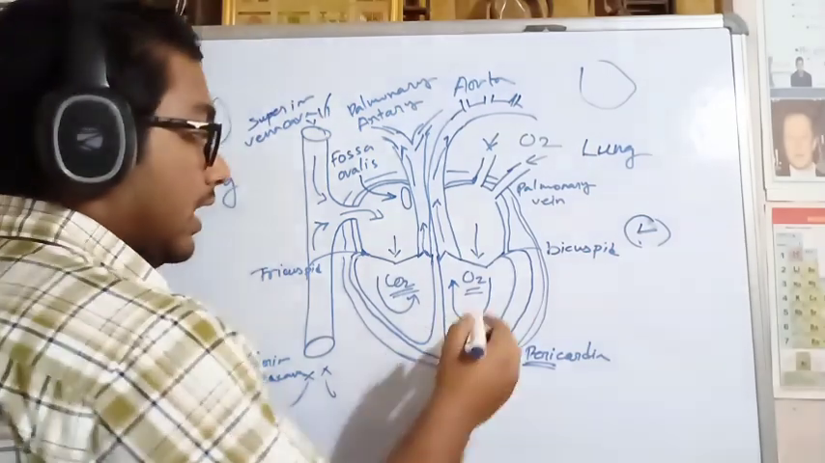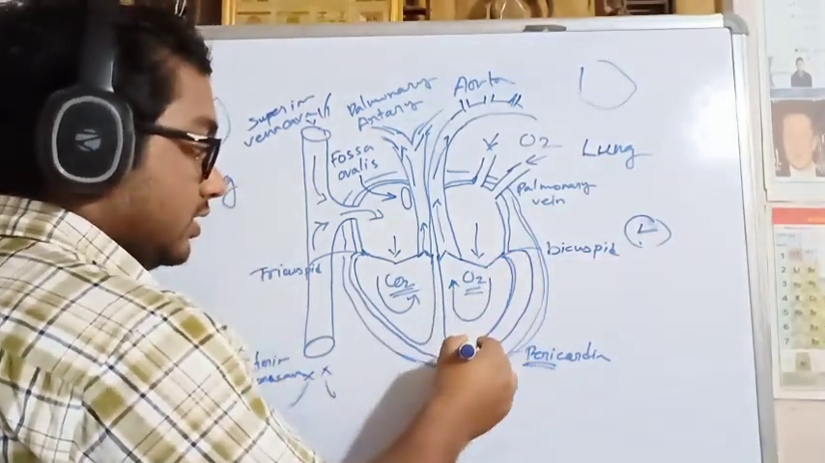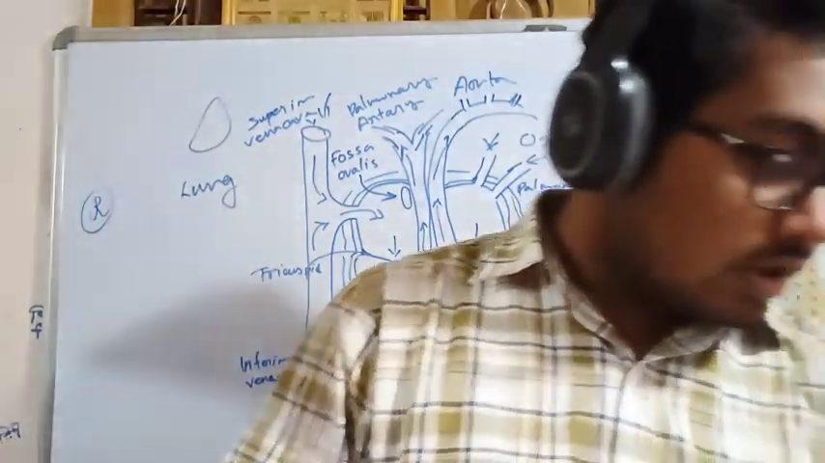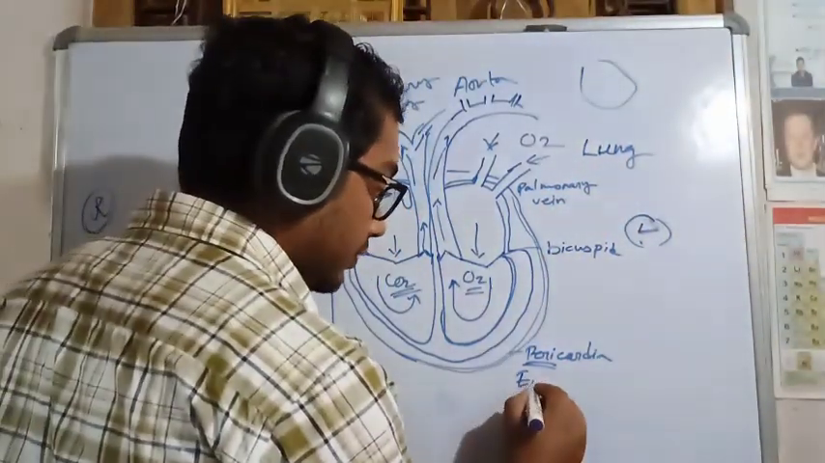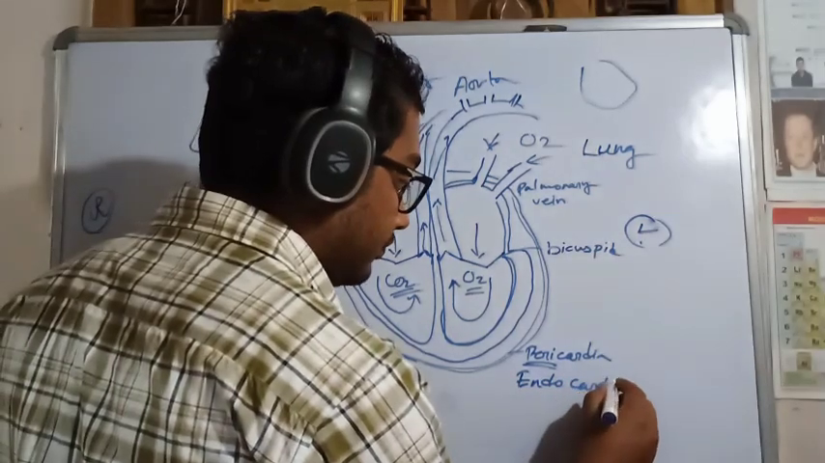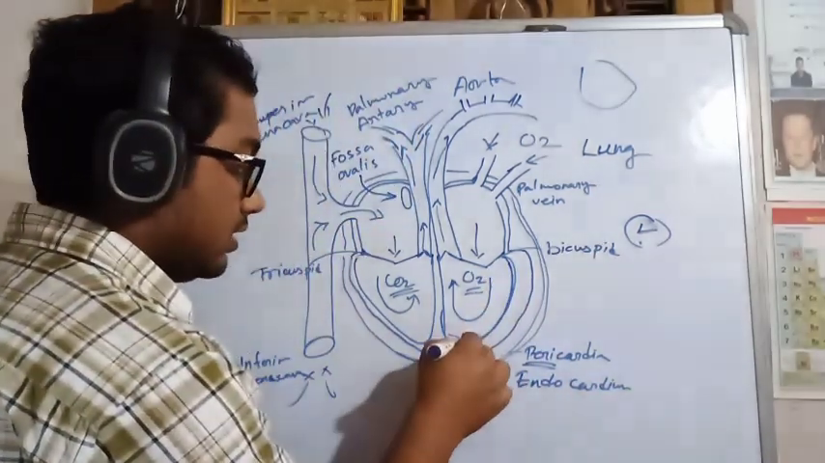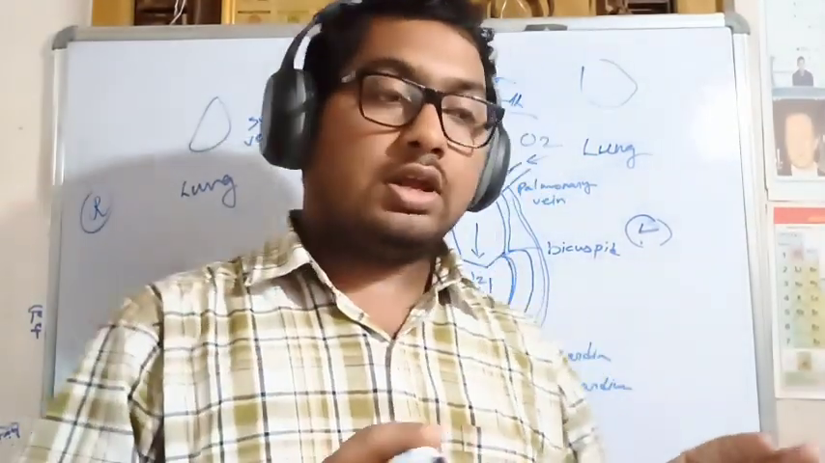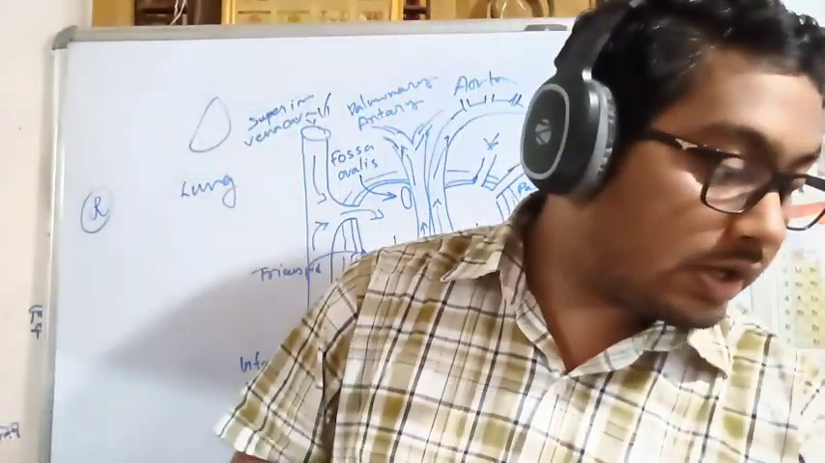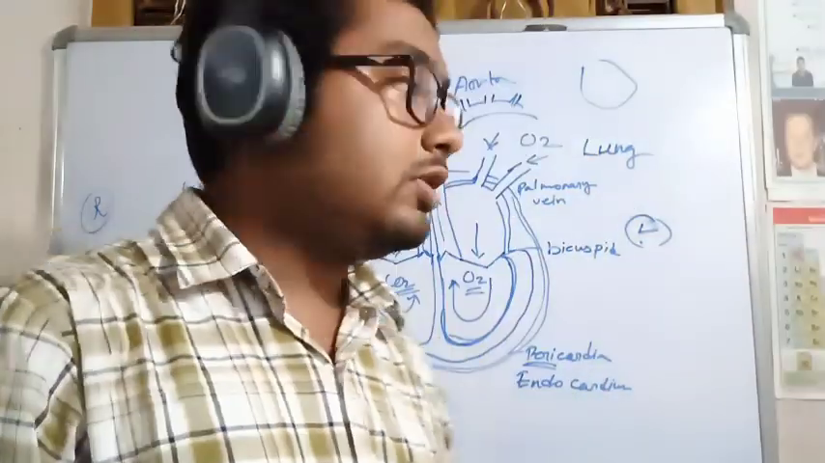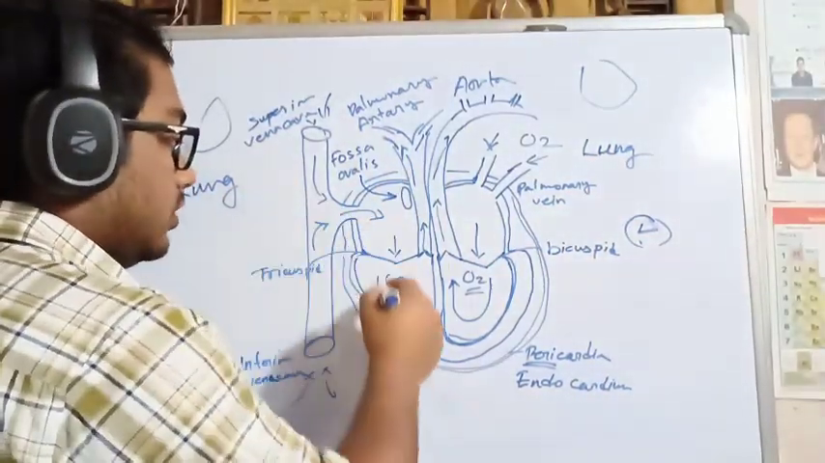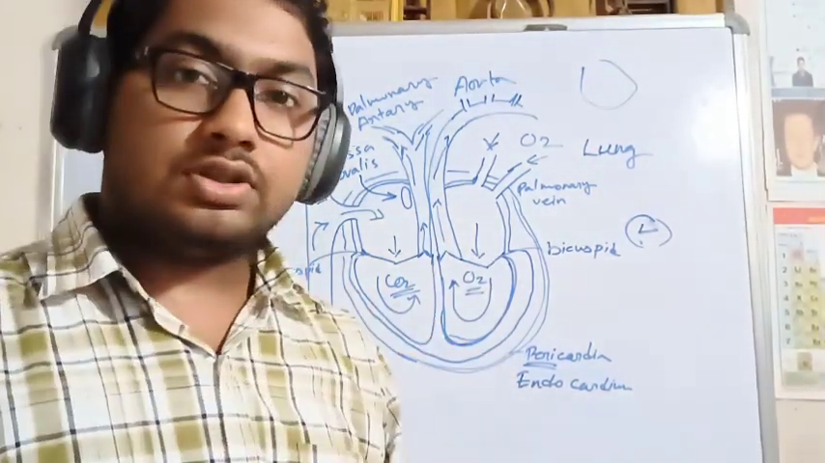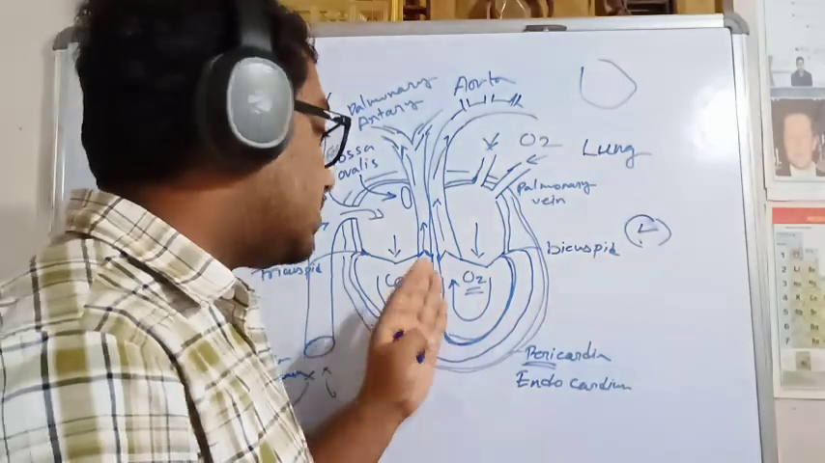Inside is the endocardium. Endo means inside. This lining is smooth and is made of endothelium tissue. That's why it is smooth and the blood flows smoothly, with no disturbance. The heart is made with this type of lining so that there is no disturbance here.